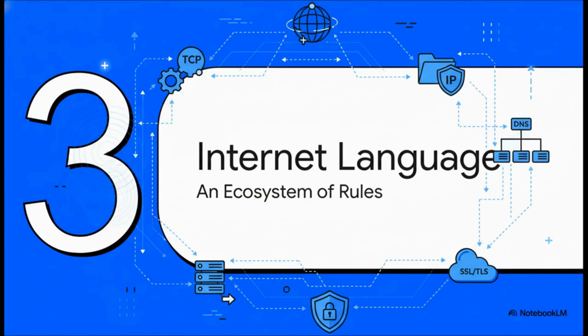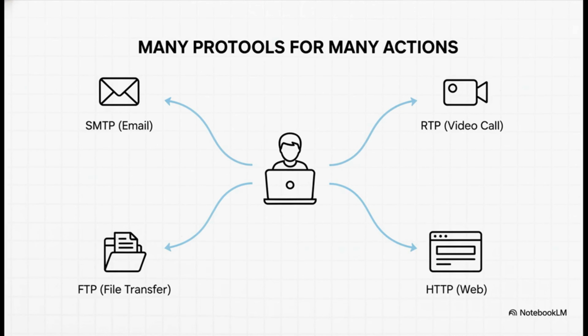So, we've seen how HTTP works, but it's really important to get that HTTP is just one single player in this massive, interconnected ecosystem of rules that makes the entire internet tick. I mean, just think about all the different things you do online. When you send an email, that uses a specific protocol. When you download a file, that's another one. A video call, you guessed it, that uses a whole different set of protocols. Every single thing you do online is governed by a specific set of rules designed for that exact task.